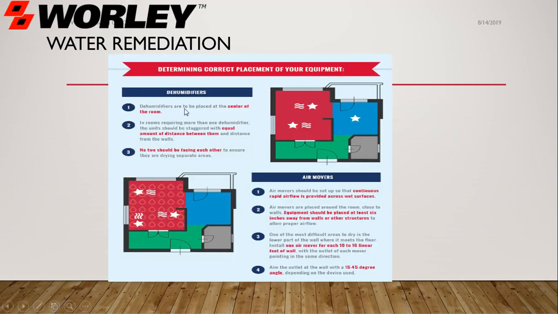You want to place your dehumidifier in the center of the room, and you don't want to put them face to face. If you have two in a room, you want this air to start moving in a direction like this, or in a direction opposite of one another.